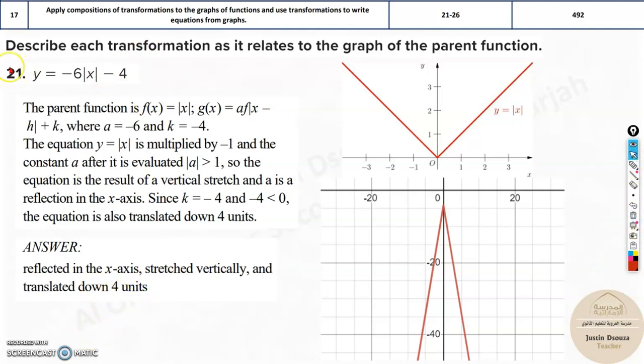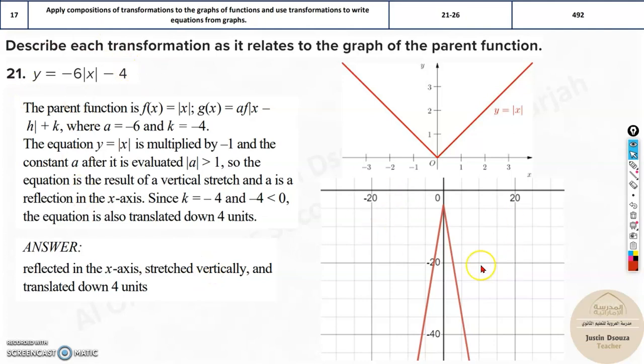Next, here it is negative. If it is negative, it will be reflected along the x-axis. Reflection happens along the x-axis. Next, if there is a number bigger than 1, then it is a vertical stretch. If it is less than 1 but greater than 0, it will be a vertical compression. Let us look into one more.